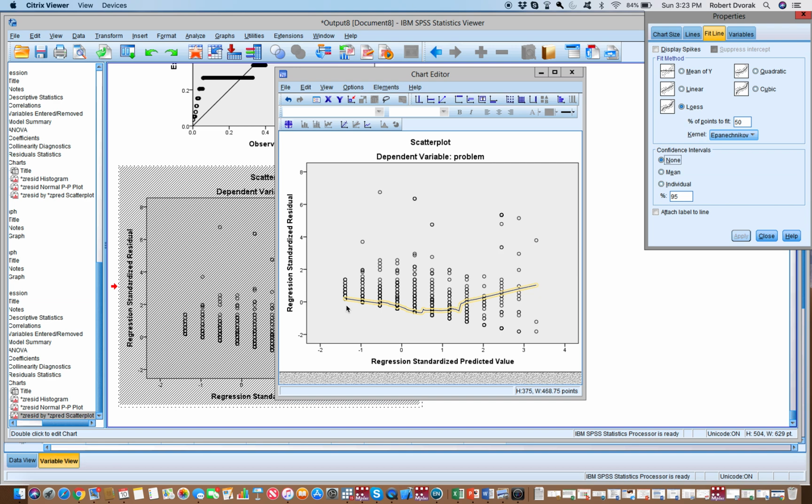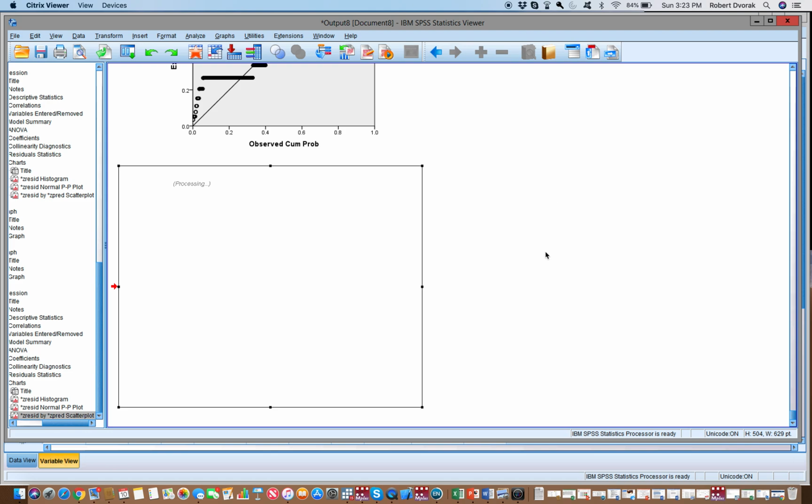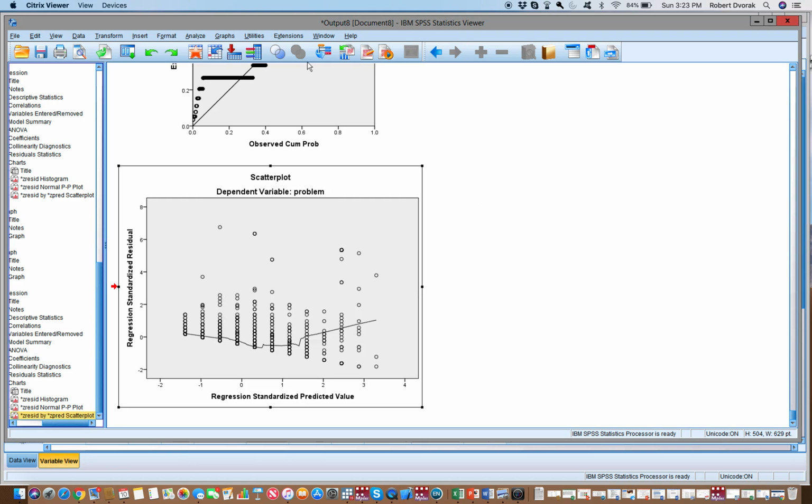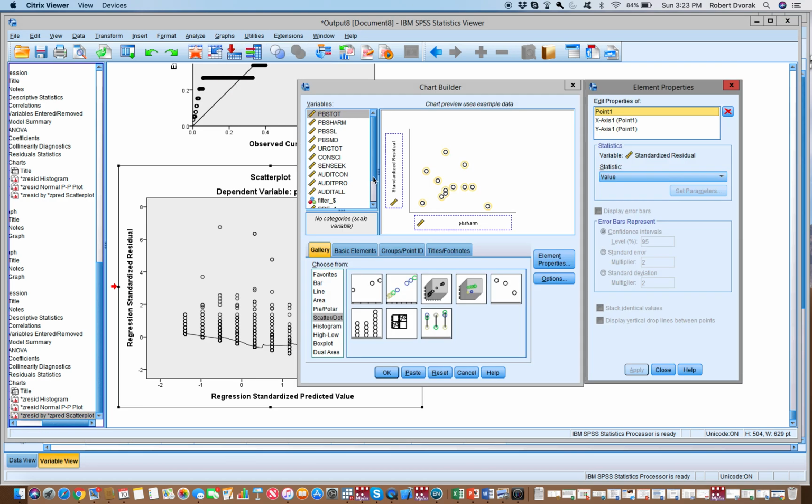That looks pretty bad, right? No longer is it a nice straight line, or even a straight line with just a little bit of curve. We can see that there are some serious issues here. We do not have good homogeneity of variance, or at least that's what I would conclude from this. Let's look at our graphs quick. Chart builder.